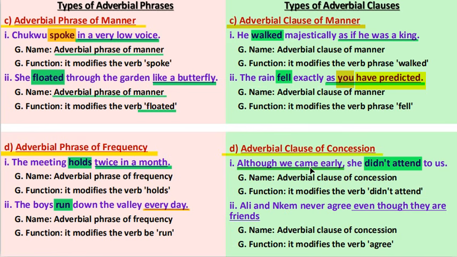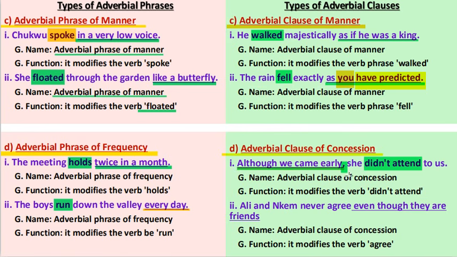Look at this particular sentence. Although we came early, she didn't attend to us. We can bring that clause to the end of the sentence. We can say, she didn't attend to us, although we came early. And adverbials, whenever they come at the beginning of a sentence, are usually separated by a comma. That is why there is a comma here.